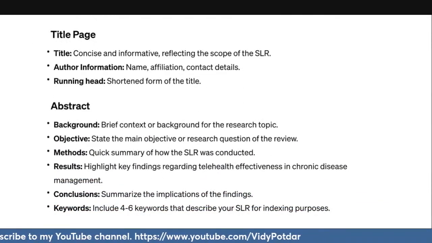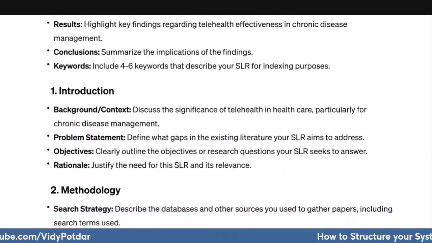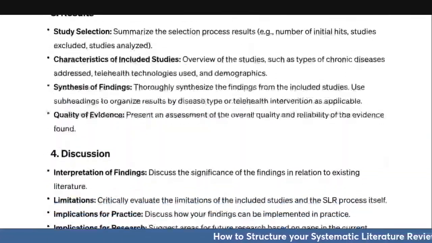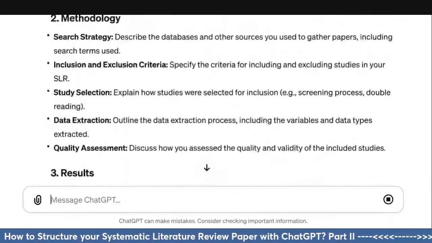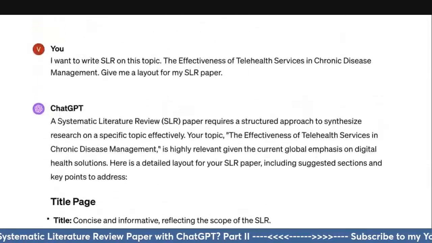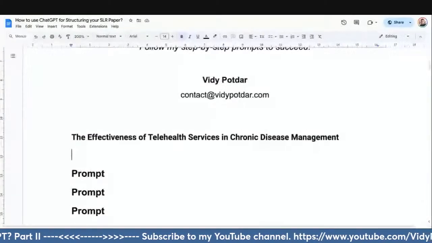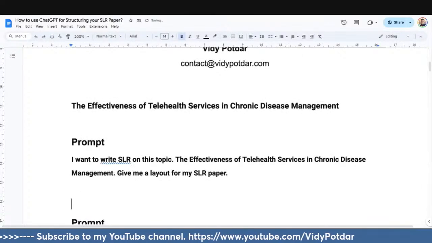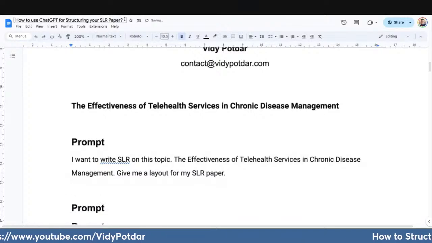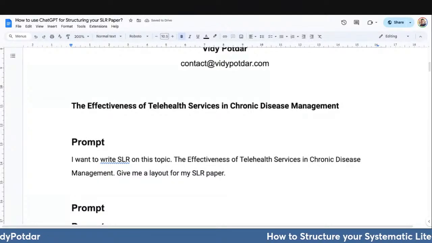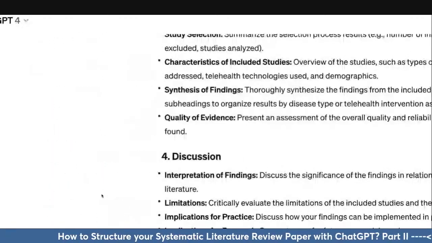So you can see here we have some suggestions: title, author information, that is pretty straightforward, abstract, introduction, methodology, results, discussion, conclusion. These are similar to the sections that we discussed yesterday. Okay, so I will copy this first prompt. Let's go back to ChatGPT here, and then let me ask for some suggestions.